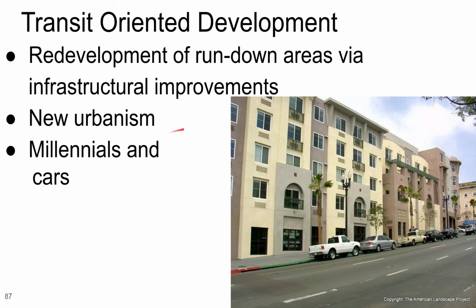And new urbanism, we will explore through videos. New urbanism is the idea that cities in the United States can be redesigned. Existing cities can be made better. We can have livable, pleasant cities. And then, millennials and cars. If public transportation is accessible and convenient, then people use it. And millennials aren't into cars like previous generations were, which makes these transit-oriented developments, like these apartments close to rail stops and whatnot, very, very attractive.